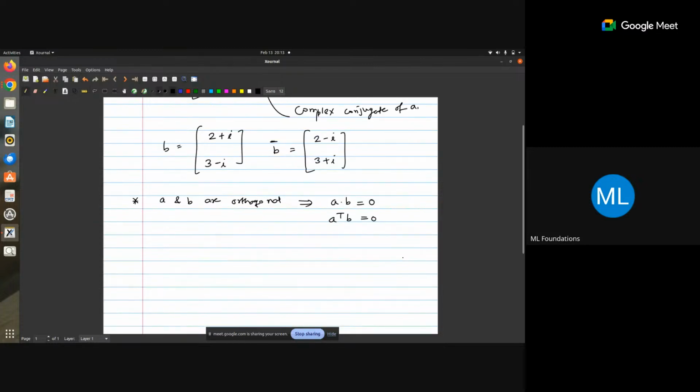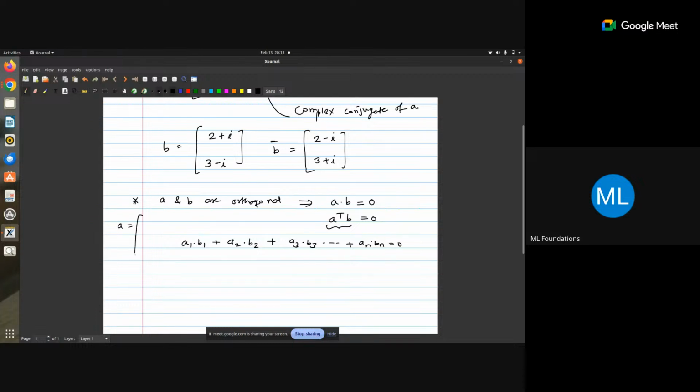In the complex case, this will not be true. Let's say A and B have some elements in those vectors. We'll write them as A1 dot B1 plus A2 dot B2 plus A3 dot B3, and like that up to An dot Bn equal to 0. What is this?